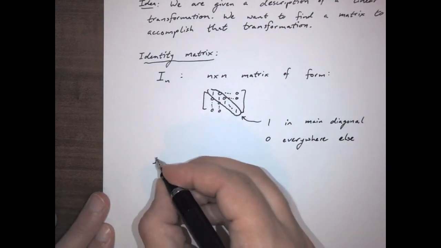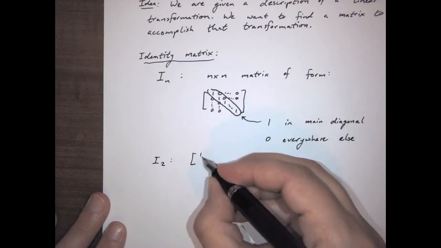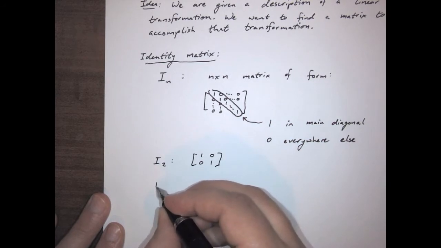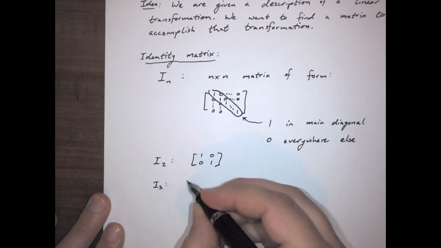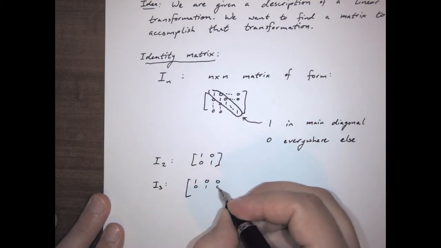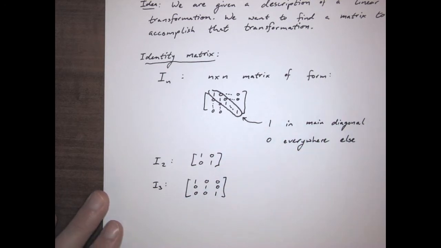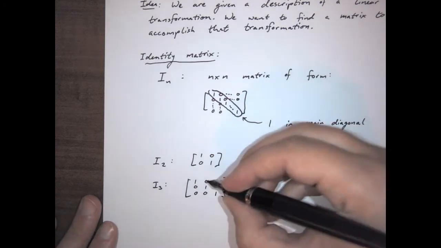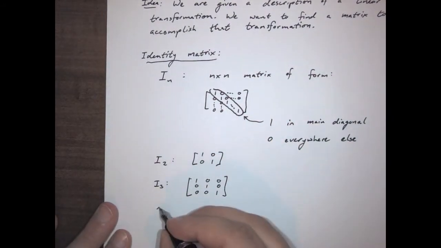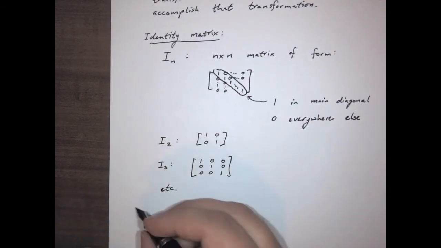For example, the 2 by 2 identity matrix looks like 1, 0, 0, 1. The 3 by 3 identity matrix looks like 1, 0, 0, 0, 1, 0, 0, 0, 1. And these always have to be square. They always have to have the same number of rows and columns. They've always got ones along the main diagonal and zeros everywhere else, and so on.